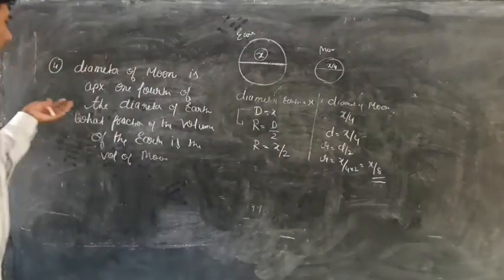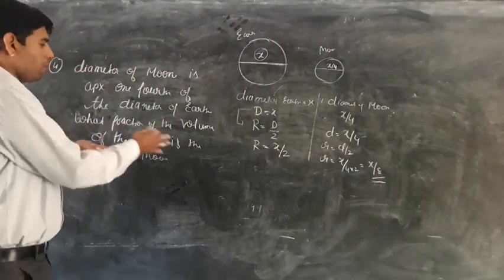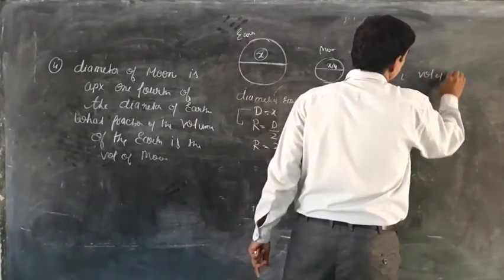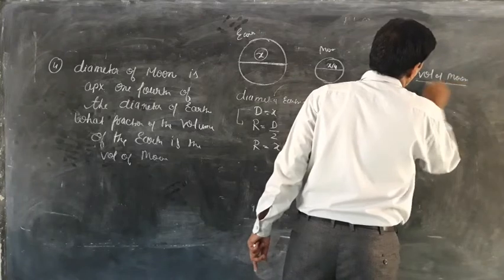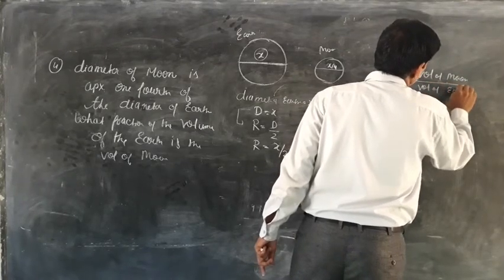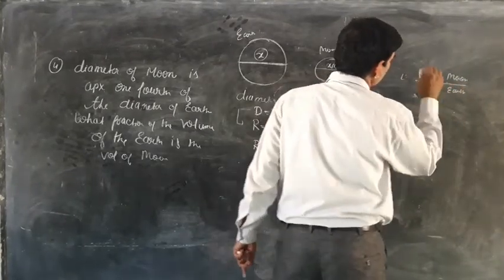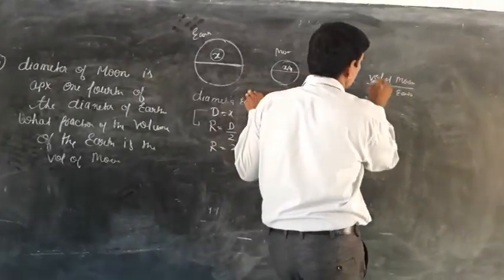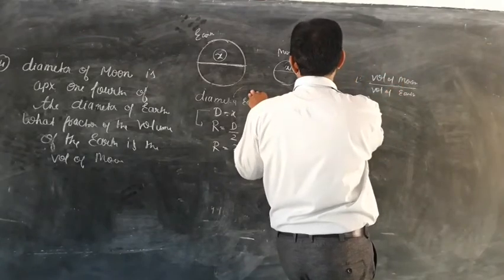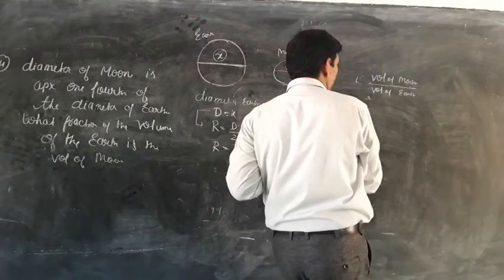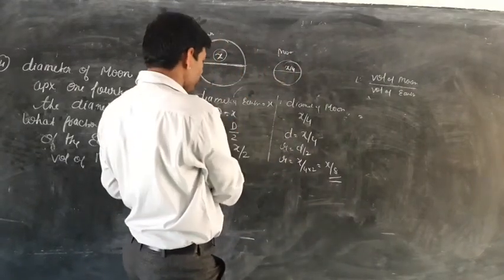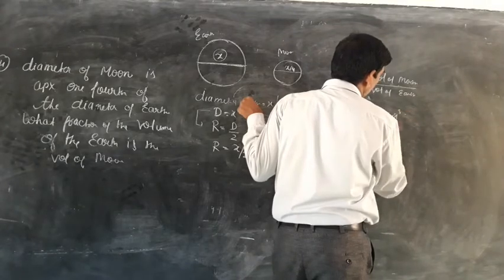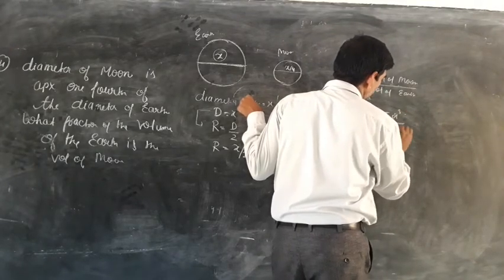We have to find the fraction of the volume of the earth that is the volume of the moon. That is, volume of moon upon volume of earth. Both shapes are spheres. The volume of a sphere is 4 by 3 pi r cube. For the moon, the radius is denoted by small r and for the earth, the radius is denoted by capital R. That is 4 by 3 pi r cube upon 4 by 3 pi R cube.